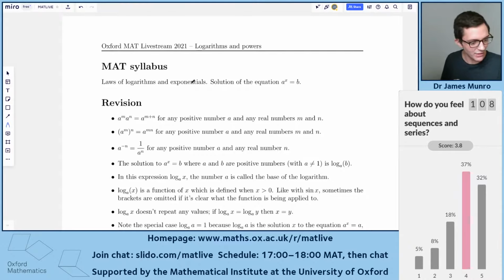Flora's turned on the poll. Thank you, Flora. Oh, brilliant stuff. Some of you know Flora from Oxford Online Maths Club, topology, and things like that.